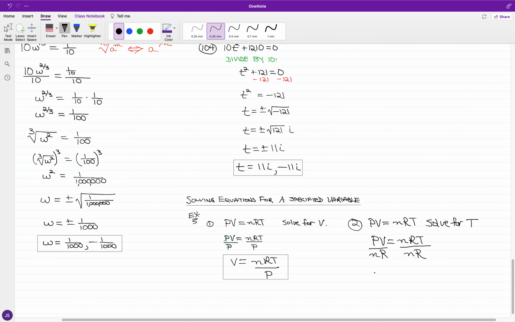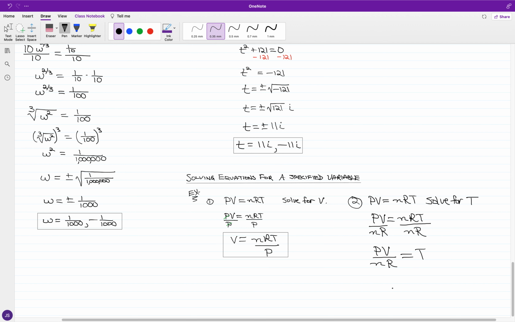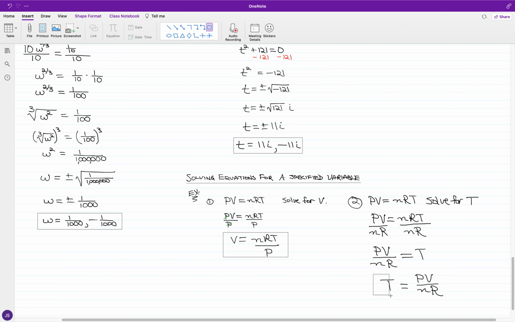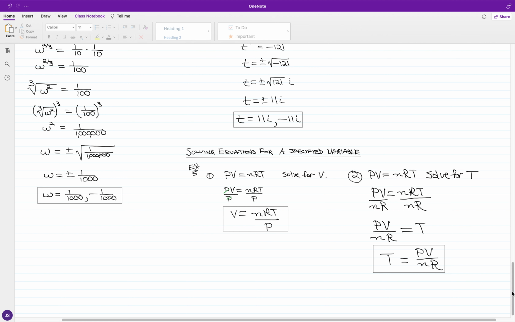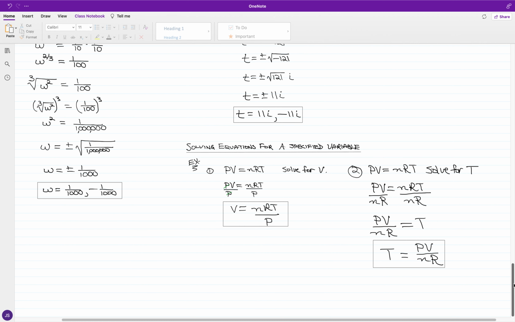And upon doing so, we have that PV over nr is equal to t, and just flipping it over, like b is equal to a is equal to b format, and having t on the left, we have that t is equal to p times v all over n times r. So you just have like working with items in multiplying and dividing.